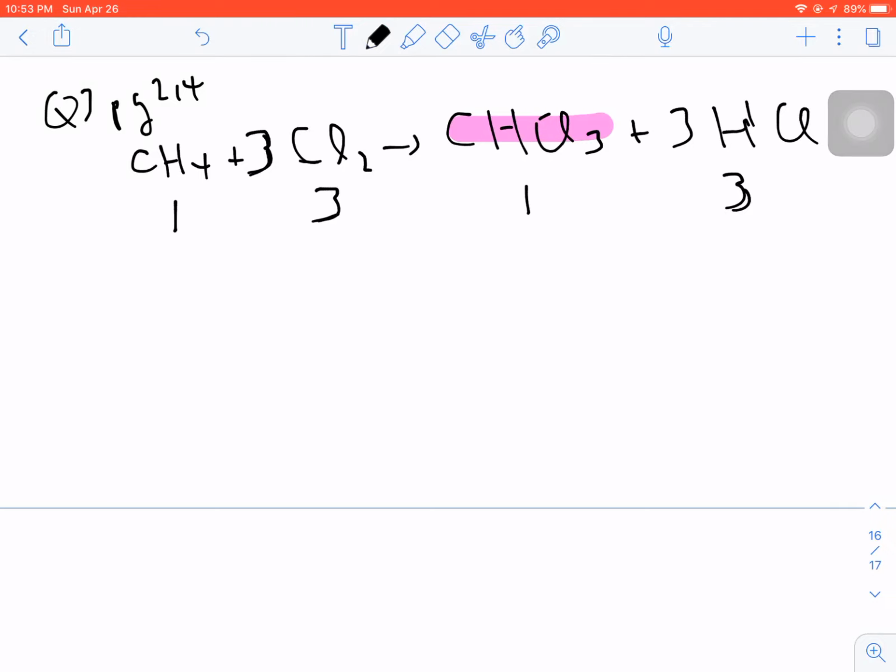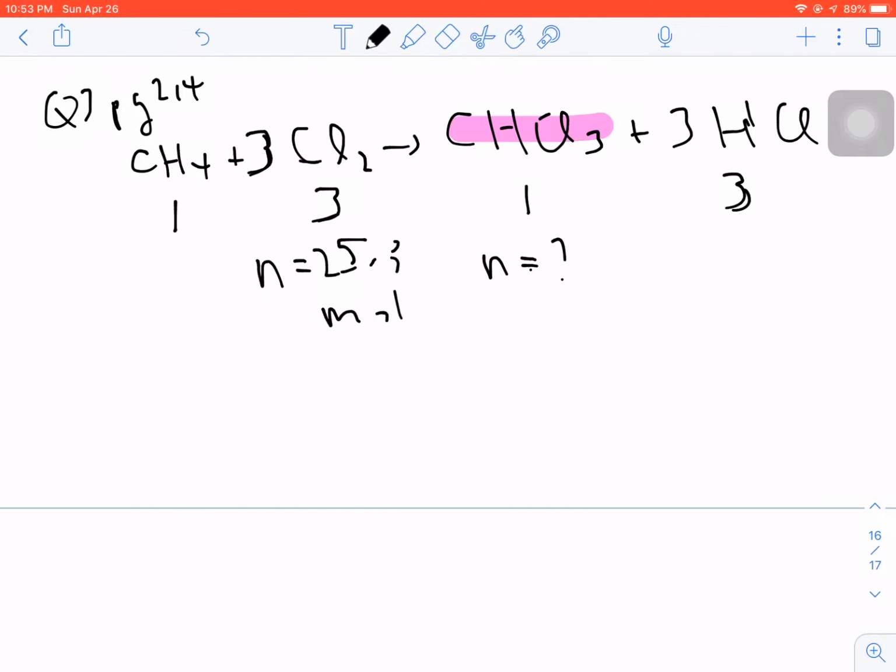Now the question says 25.8 moles of chlorine is going to react, and how much chloroform am I going to make? Okay, so the question is telling me that I'm going to start with 25.8 moles of chlorine. Boy, this stylus is not working tonight. 25.8 moles of chlorine, and the question is, how many moles of chloroform can I make?